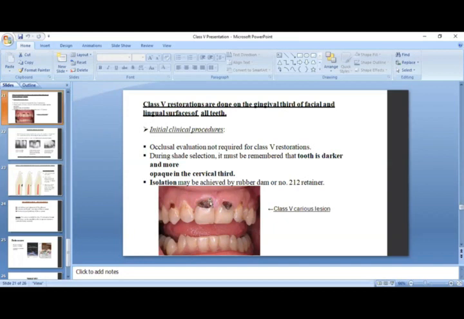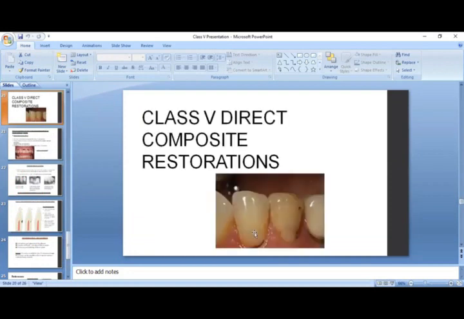So when we are selecting the shade of the composite or any colored material, it should be dark enough, because in that area the tooth structure is already dark. When the tooth structure is dark, it requires a dark restorative material. If we place a very light shade of restoration, what is the result? The result is like that. You can easily see that the restorative material is present. This is a very good example.